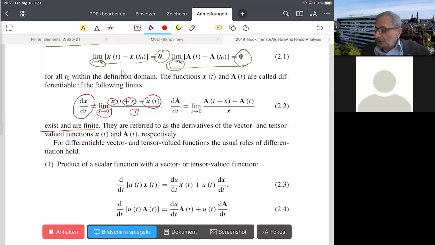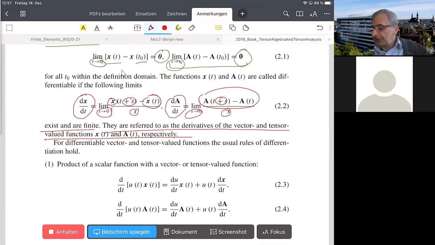The same we do also for the tensor valued function. We again consider this increment s, take the difference with the initial tensor value of the function, divide by s, and then consider the limit case when s tends to 0. This way we denote it by dA/dt, the derivative of this tensor valued function with respect to the variable t. We also assume that this limit exists and is finite. These are referred to as the derivatives of the vector and tensor valued functions x(t) and A(t), respectively.